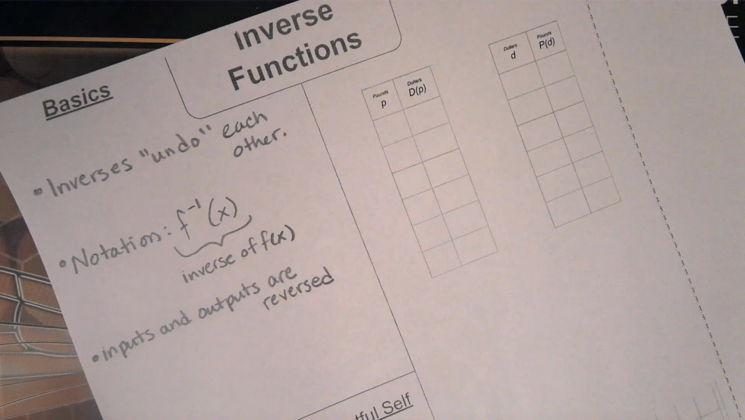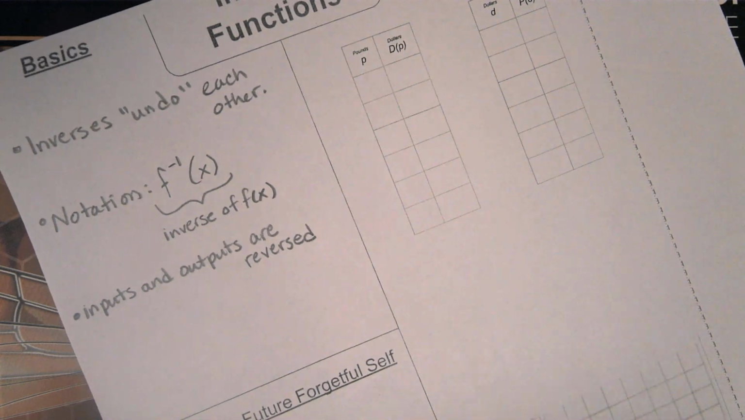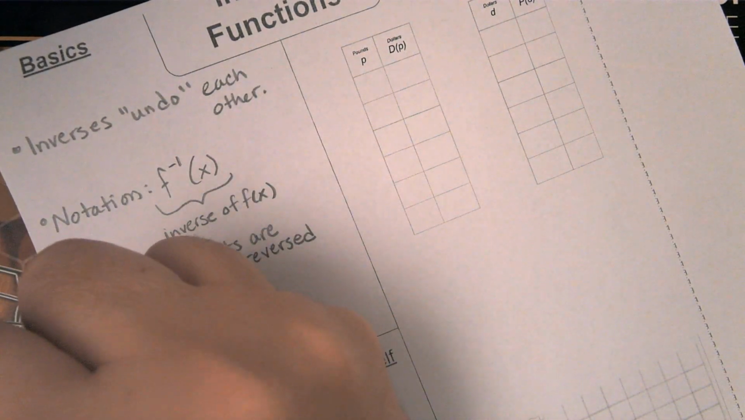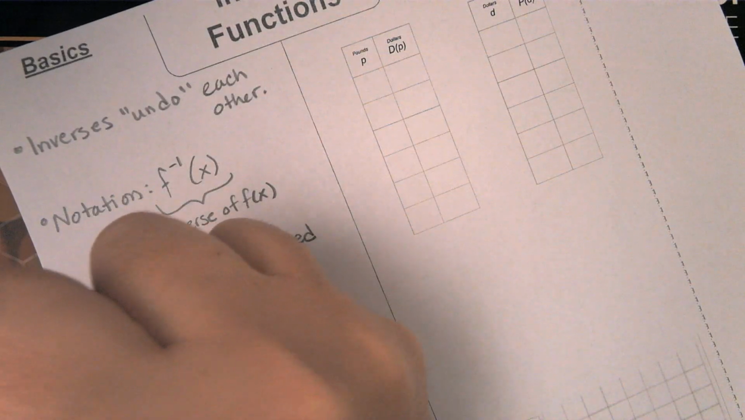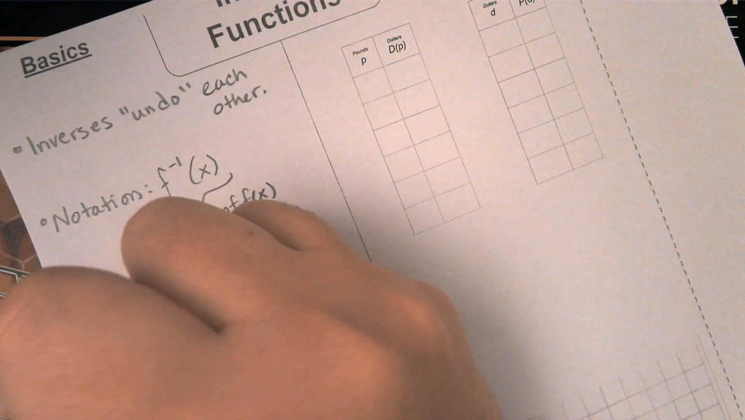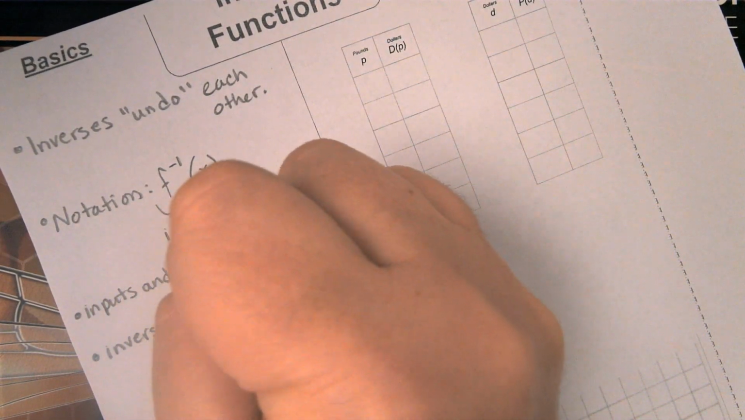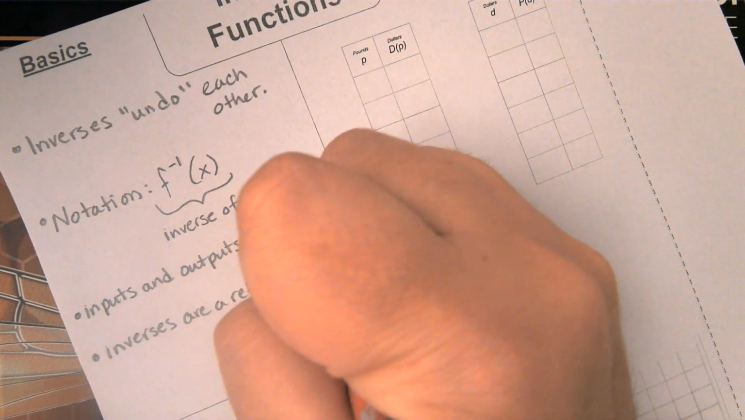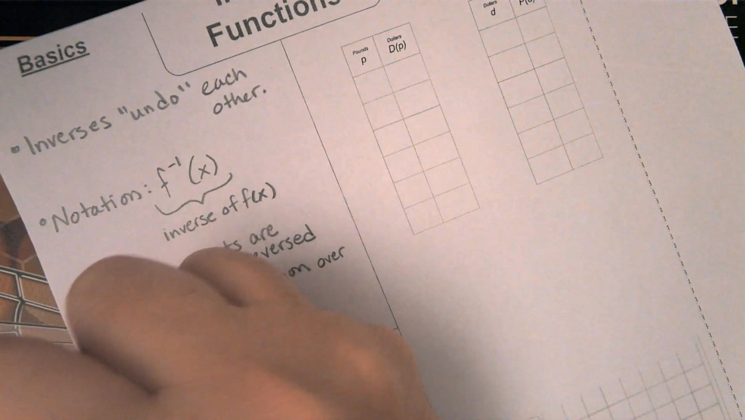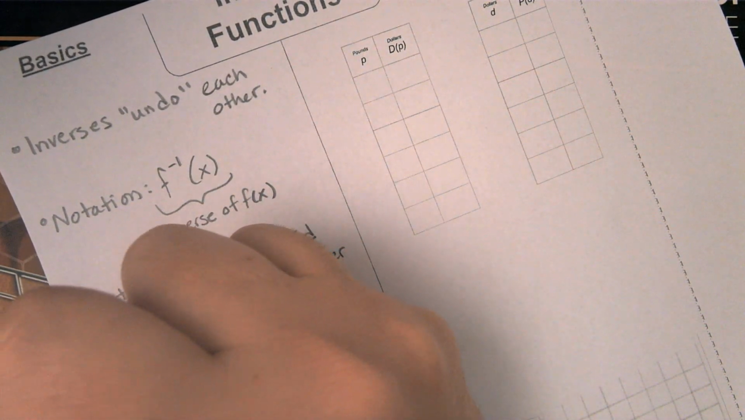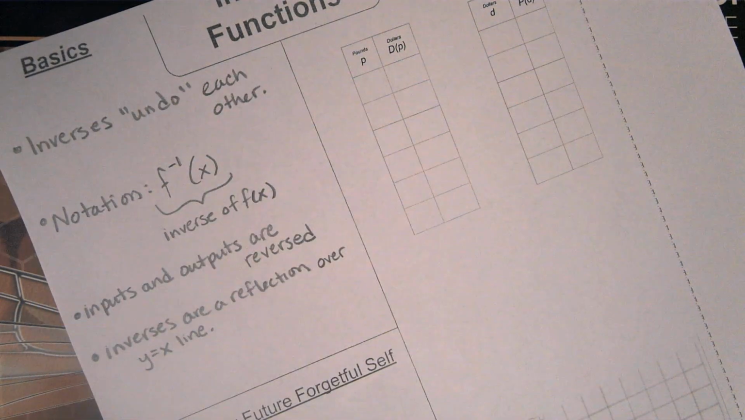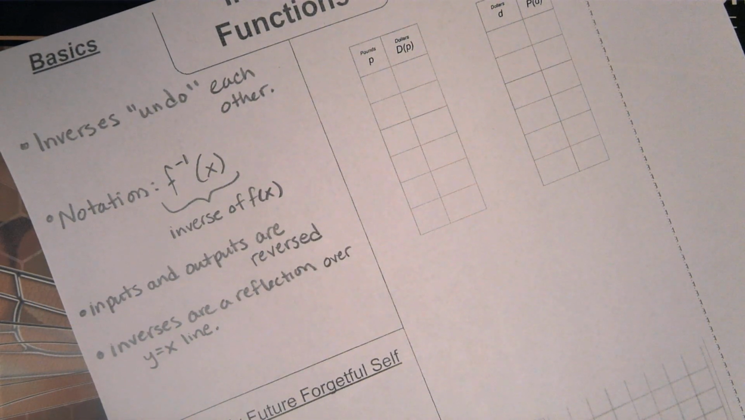And we looked at the two lines together on a graph, and we noticed that they were a reflection of each other. So I'm going to make a note of that too. Inverses are a reflection over the y equals x line. So those are our 4 basic things that we came up with from that first lesson.